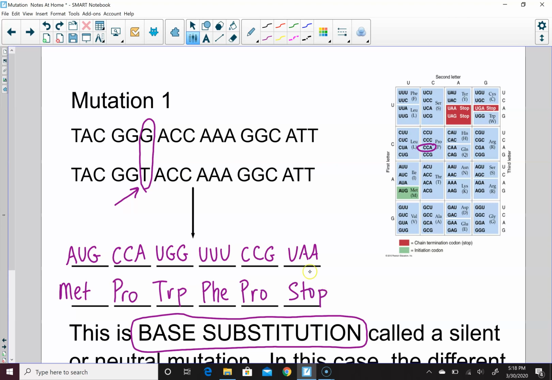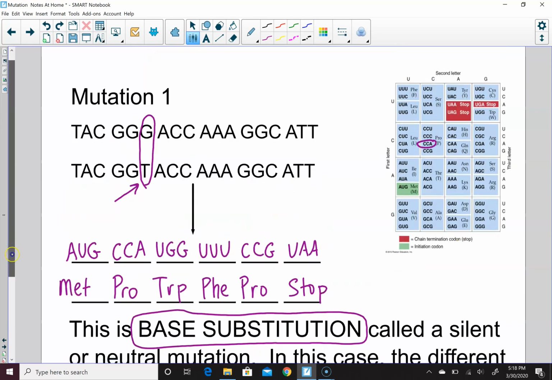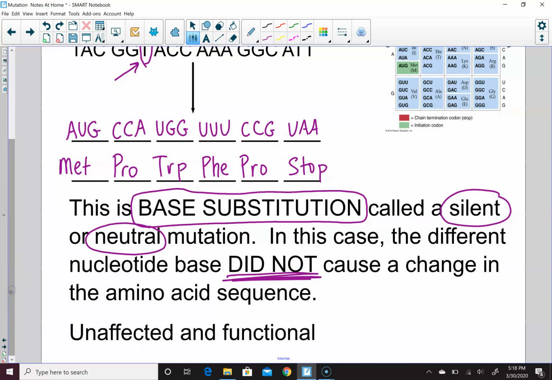So what I just made, I have a mutation. Now this is called a base substitution because I only changed one. And it's known as a silent mutation, or a neutral. Silent and neutral are the same as far as you're concerned. And what happened was the change did not cause any problems. Therefore, we would say that after this mutation, the mRNA, the protein, whatever, was unaffected and it will be absolutely functional. Not one single thing changed even though we had a problem.